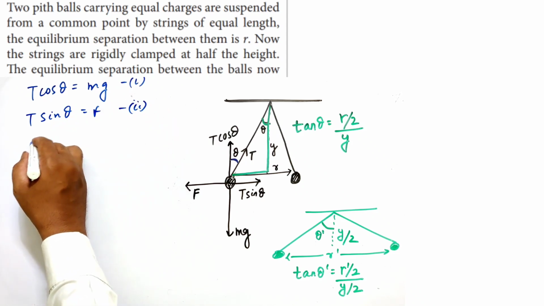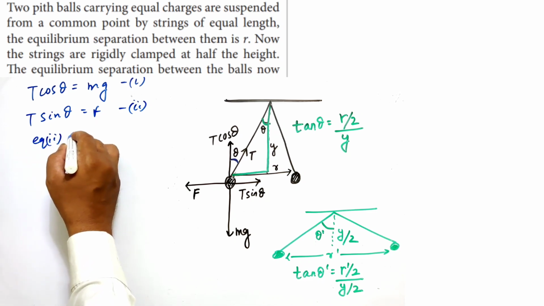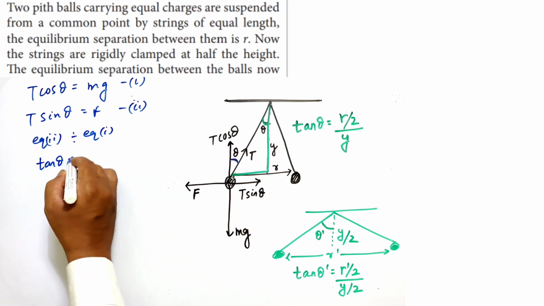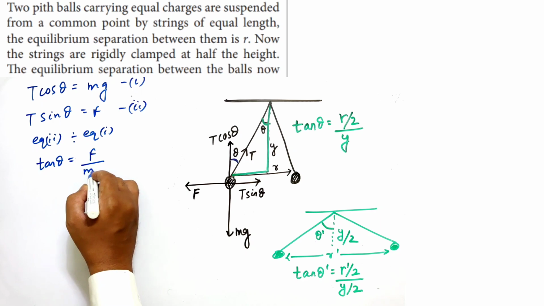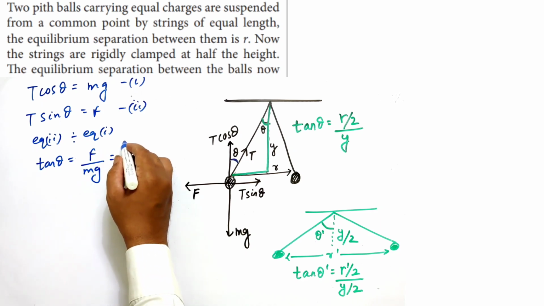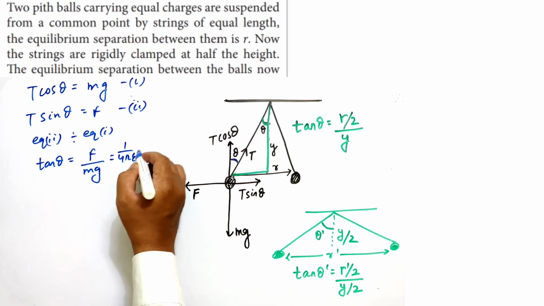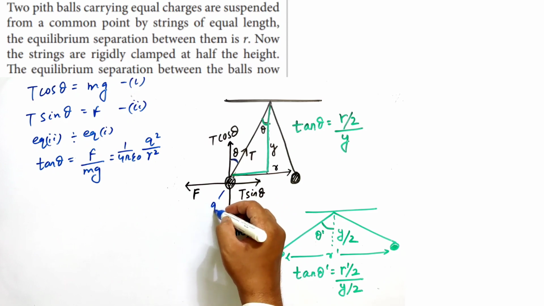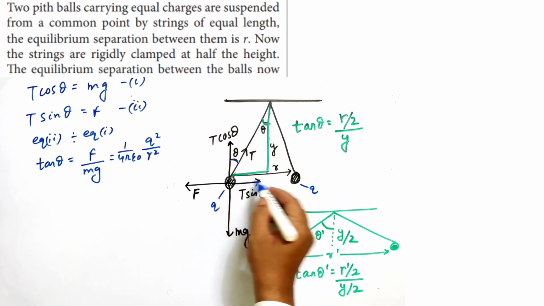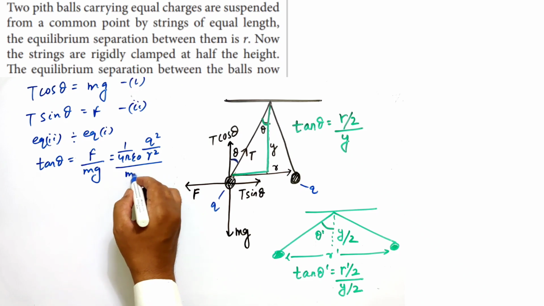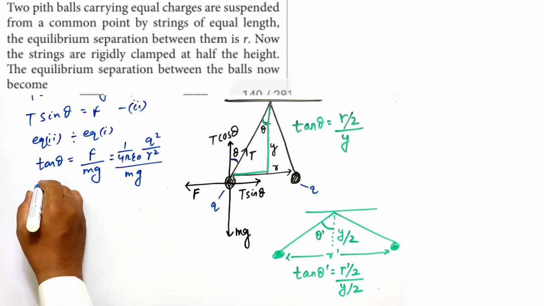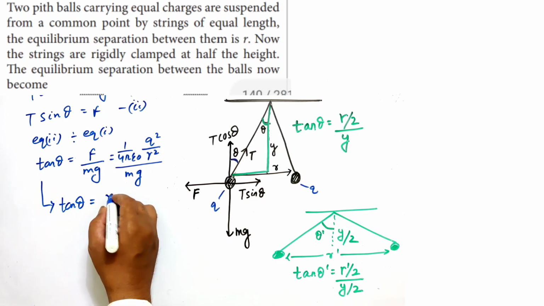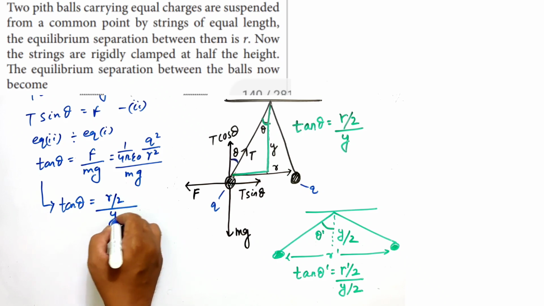Now you can simply divide equation 2 by equation 1. So it is going to be tan theta equal to F by mg. On expanding the value of F, you can get 1 by 4 pi epsilon naught into Q square by R square. This is the charge of each pith ball is Q and distance is R, divided by m into g. So from the triangle you can find the value of tan theta also, and tan theta here is going to be R by 2 divided by y.